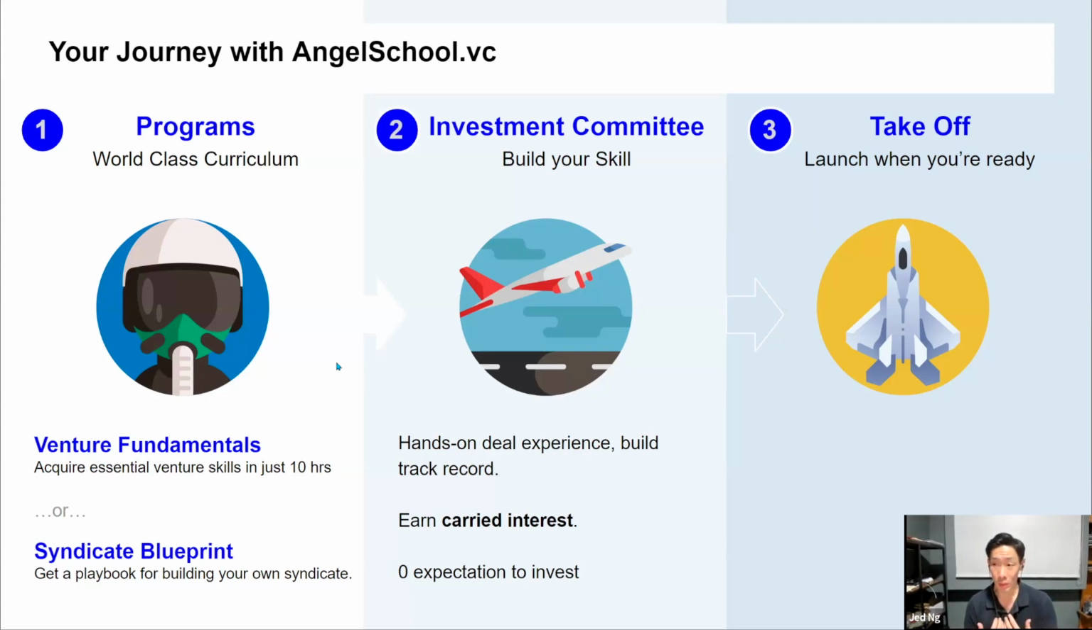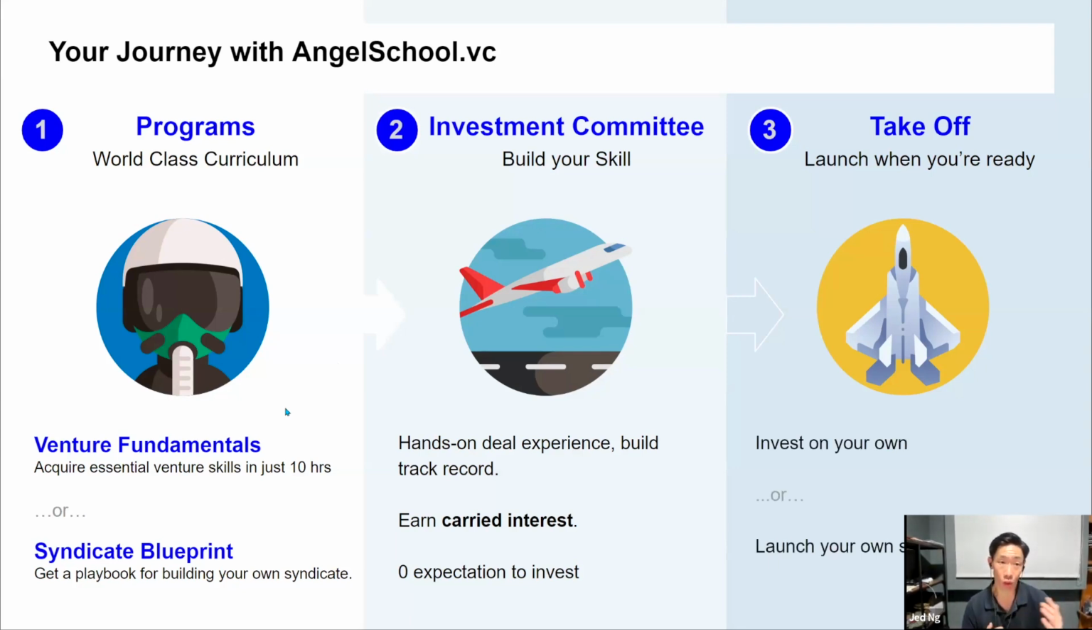And as part of the investment committee, we also have a carry sharing program. It entitles you to earn upside on every single deal that we do. And by the way, you have zero expectations to invest as part of the investment committee. This is mainly a forum to learn. And finally, when you're ready to invest on your own, you can do that.